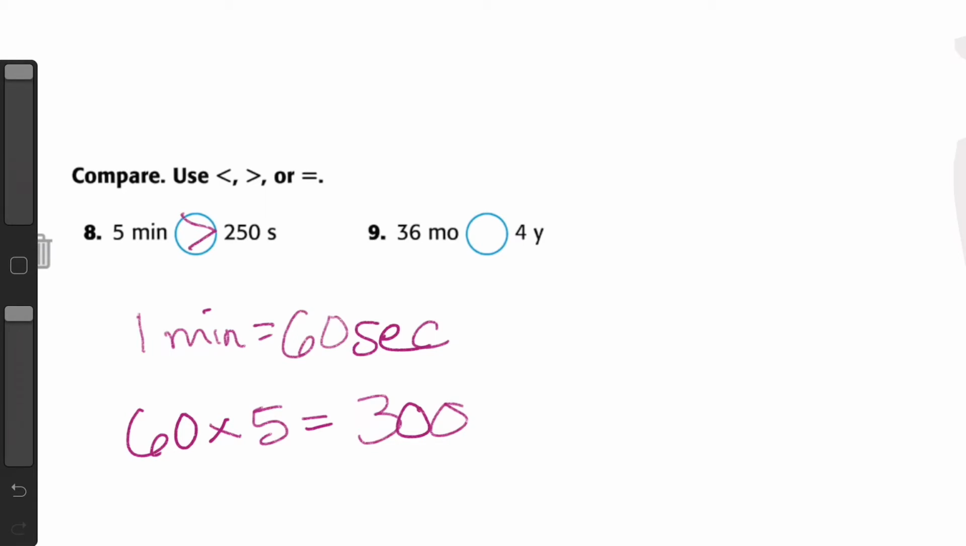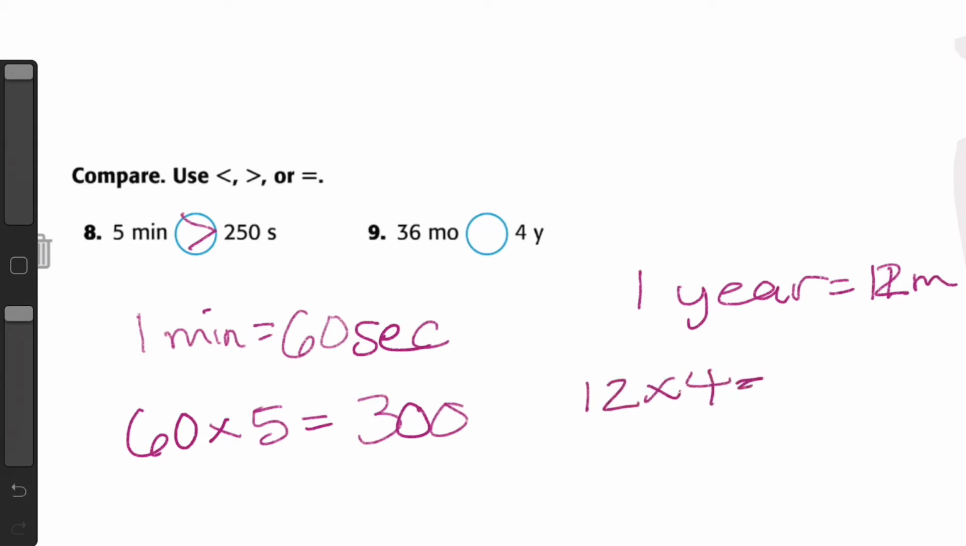All right, my next one. It is months to years. So it's comparing months to years. So we've got to figure out how many months are in 4 years. So in 1 year, there are 12 months. So in 4 years, we can either add 12 4 times, or we can do 12 times 4 is 48. So I know 48 months or 4 years is greater than 36 months.